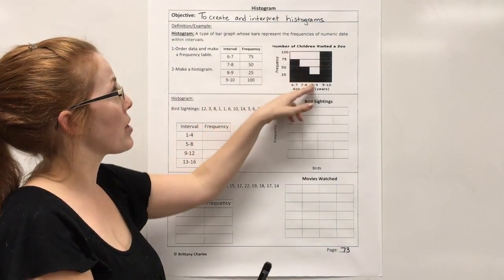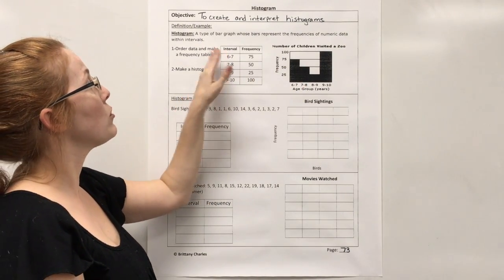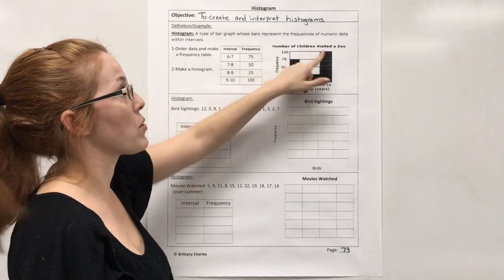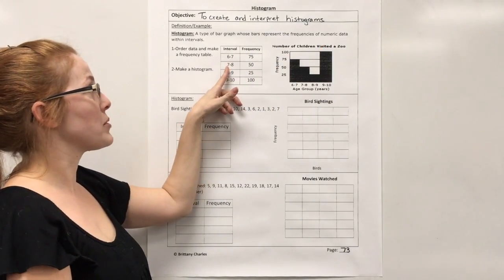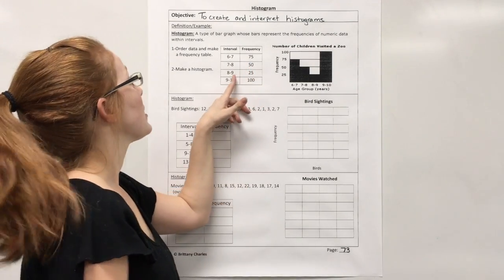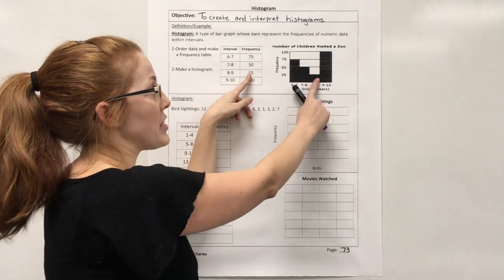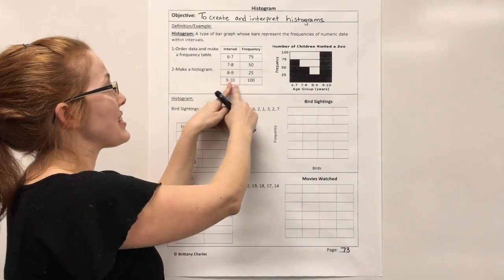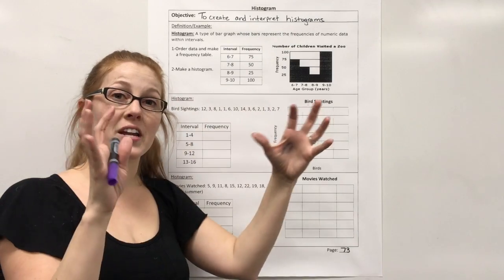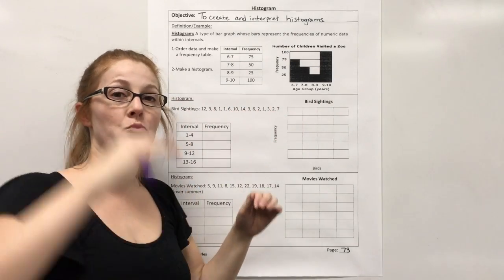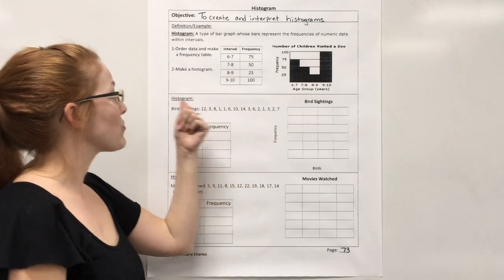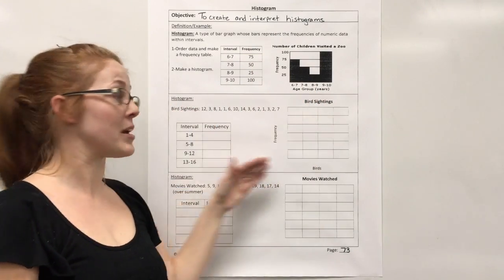So in this histogram right here, we have an interval, so kids between 6 to 7, there were 75 that visited the zoo. Kids that were between 7 and 8, there were 50 kids in that group or that interval. 8 to 9, there were 25 kids in that interval. And then 9 to 10, there were 100 kids in that interval. So it basically takes your data and puts them in groups and then represents it with bars like a bar graph. Okay, so let's actually look at an example.